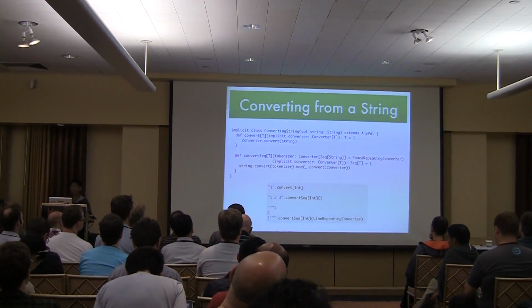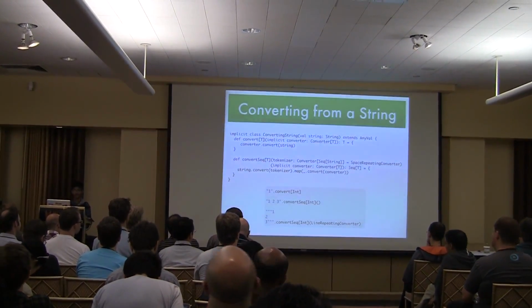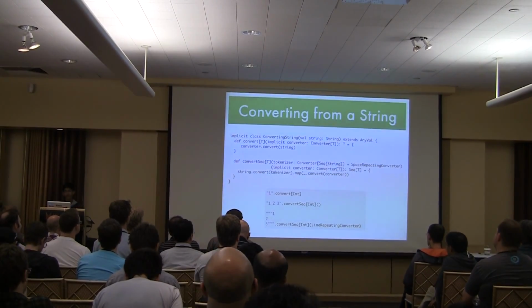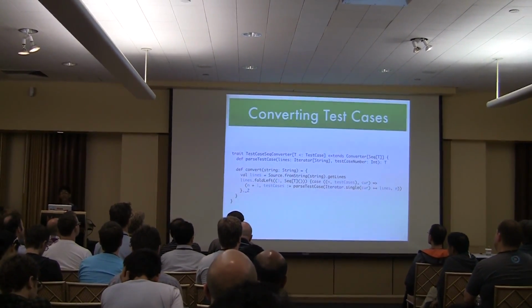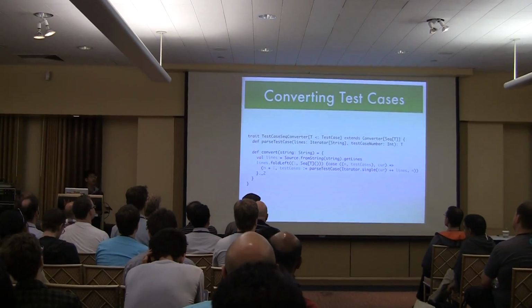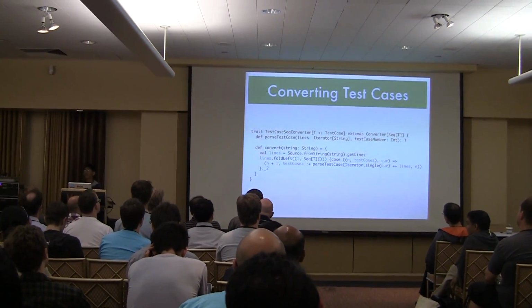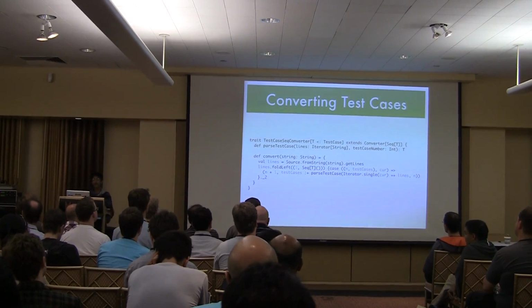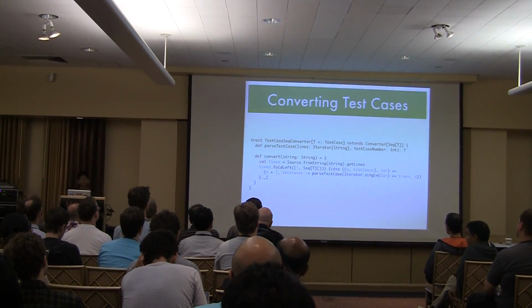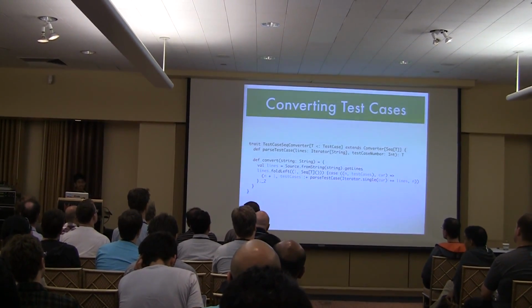Then I use line repeating converter. And that's how you would do some parsing. One really cool thing with my Google Codec parser is, if you have additional types that you want to add converters to, you can make converters of your own. And one place where I do that is with the trait test case sequence converter.